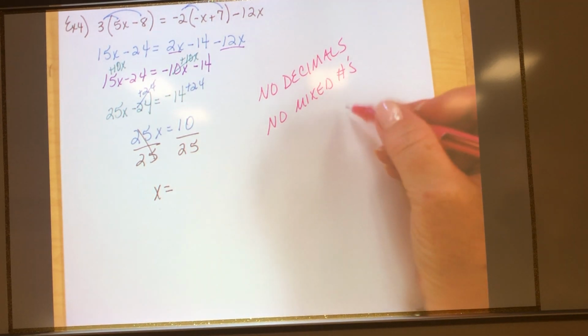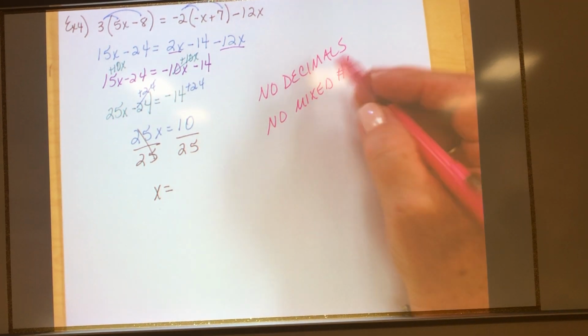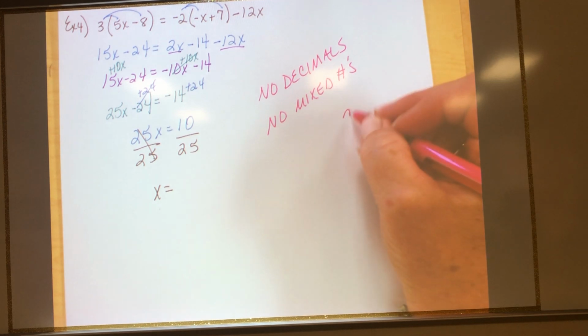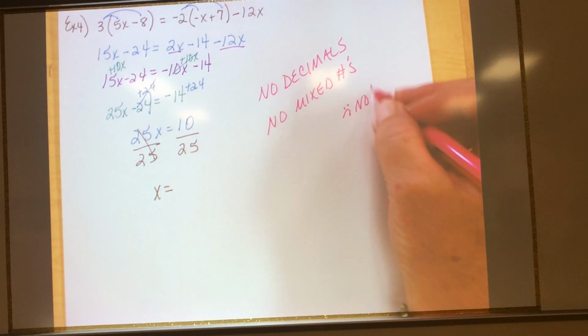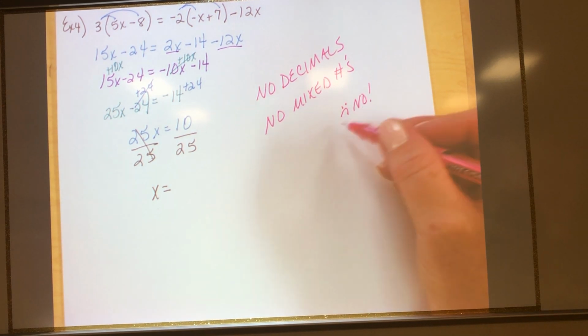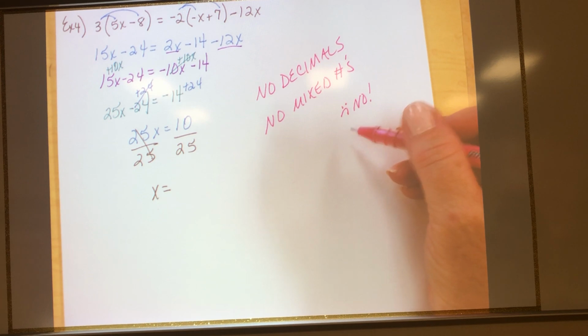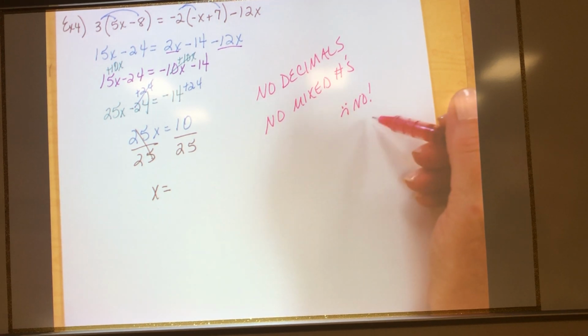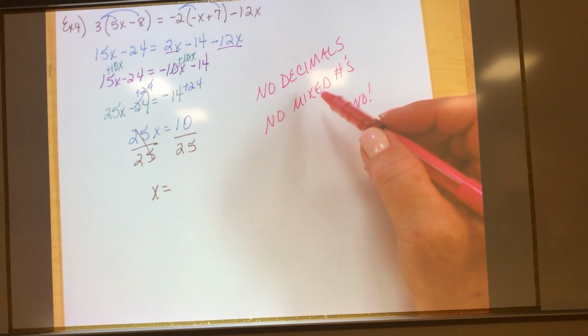The first 6 weeks, every time you write one of these, I'm going to put a sad face and a big no beside it. Okay? After 6 weeks, I'll be tired of writing these and getting new pens, and then I'll be taking points away from you. Okay? So I'm giving you 6 weeks to get used to my rule. No mixed numbers, no decimals.